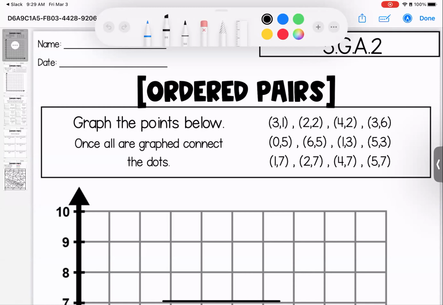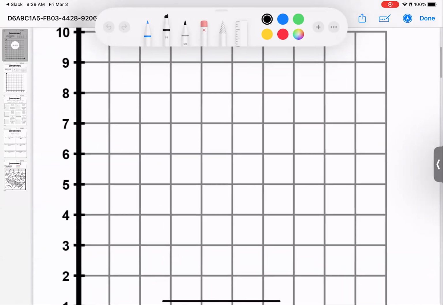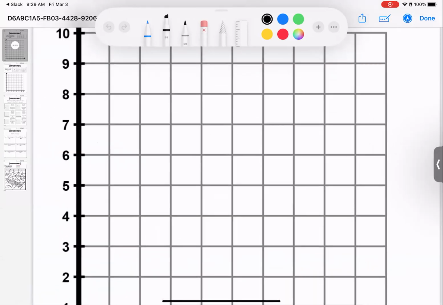Ordered pairs are talking about a relationship between two numbers and how they can be plotted on a graph. Something you may notice is that this is building off of what we were doing last week with graphing, because we're still using similar techniques for figuring out where to put our points, similar to what we were doing with our line graphs. So we're going to go ahead and dive right in.